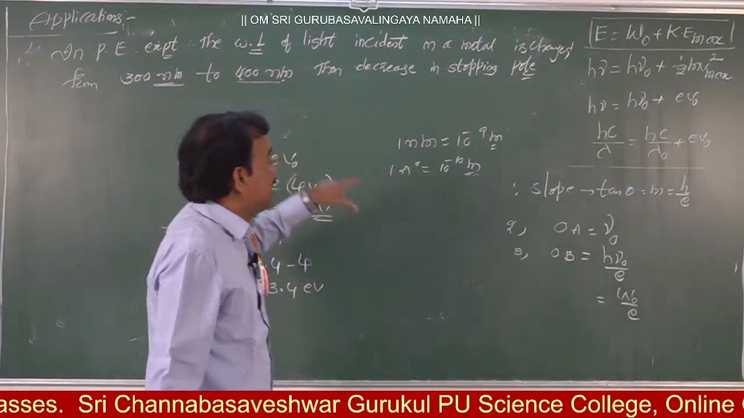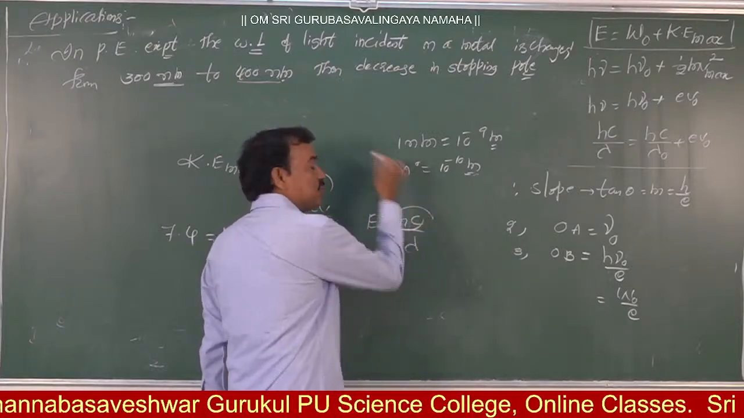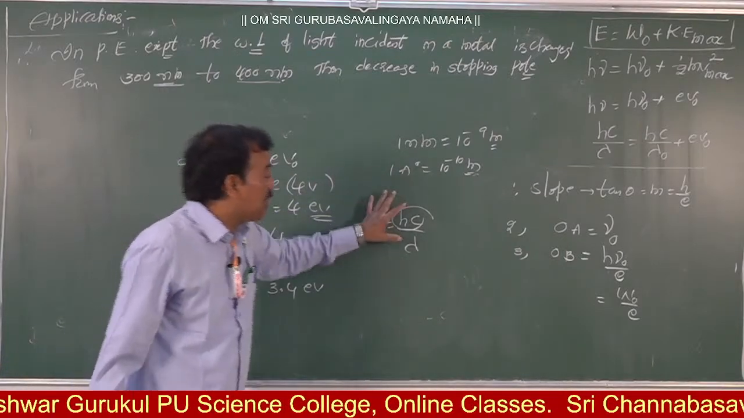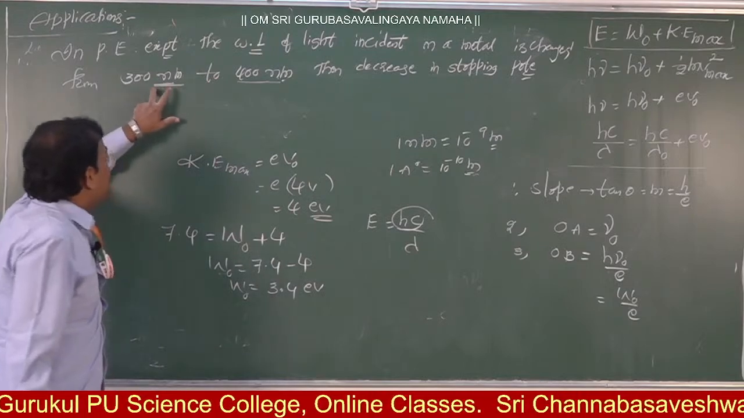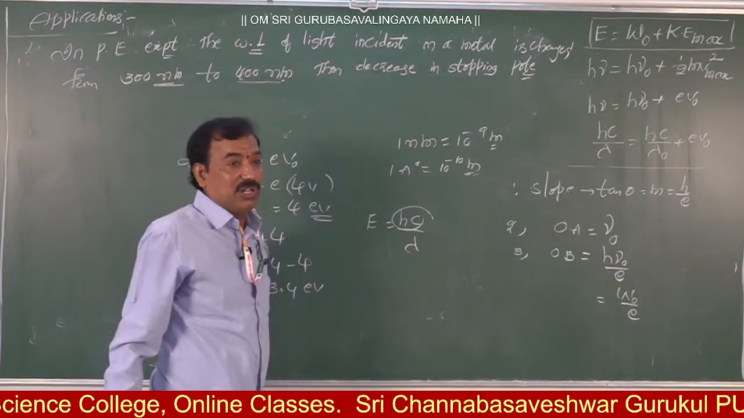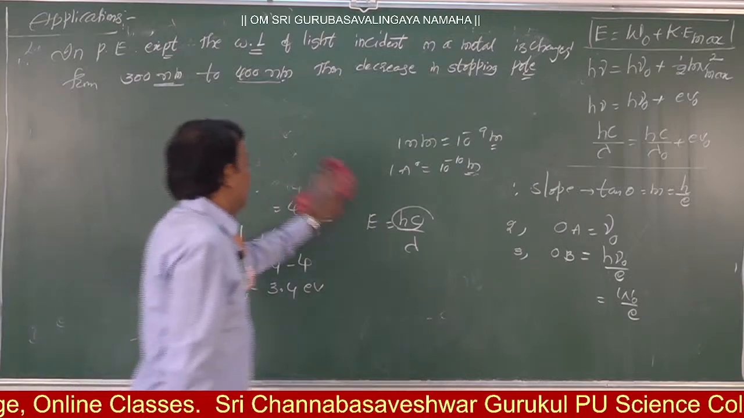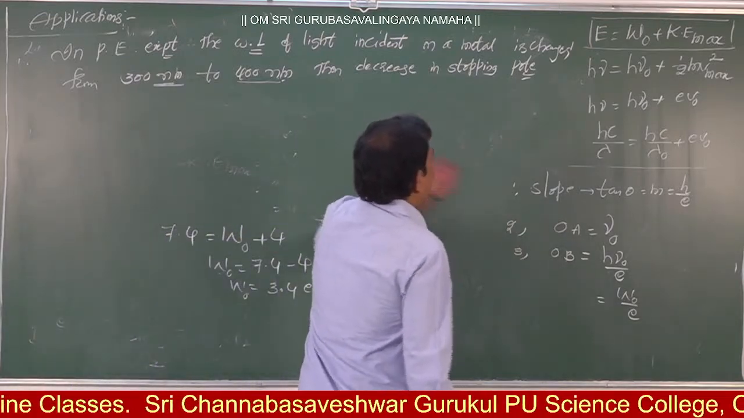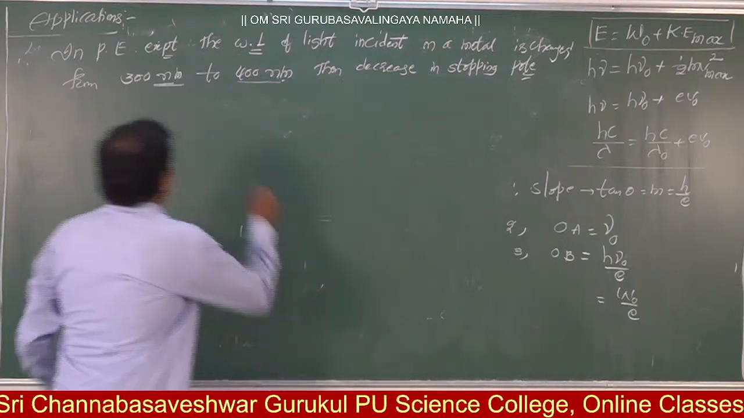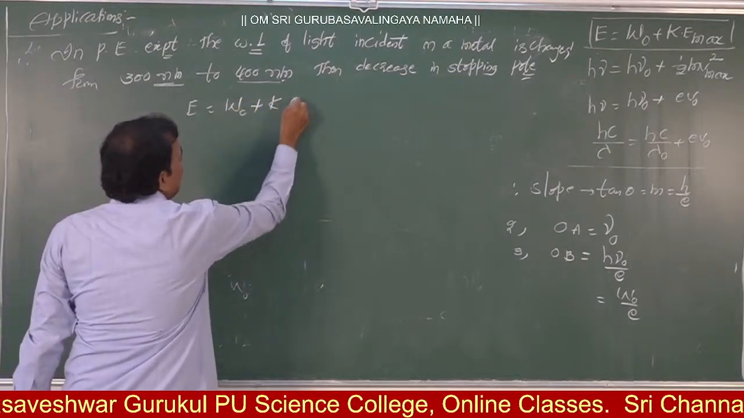Why angstroms? Directly, what is the equation here? Energy is equal to hc by lambda, where hc is equal to 12,400, so lambda must be in angstroms. First you have to convert into angstroms: 3000 angstroms to 4000 angstroms. Then the decrease in stopping potential, what is the equation? The energy E is equal to W naught plus kinetic energy maximum.